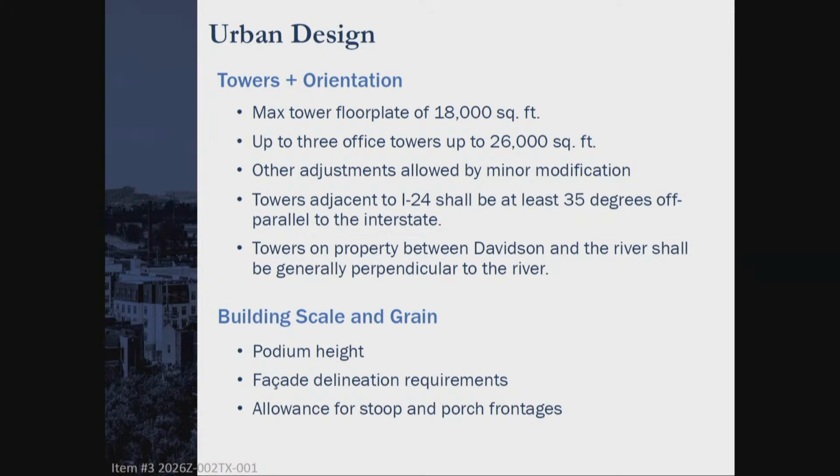And so towers that are adjacent to I-24 are required to be at least 35 degrees off parallel to the interstate. And then towers on property between Davidson and the river are required to be generally perpendicular to the river.